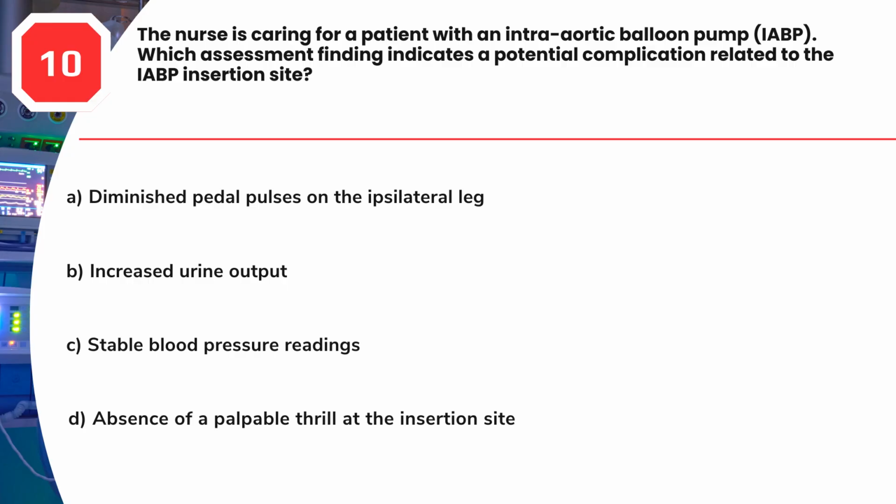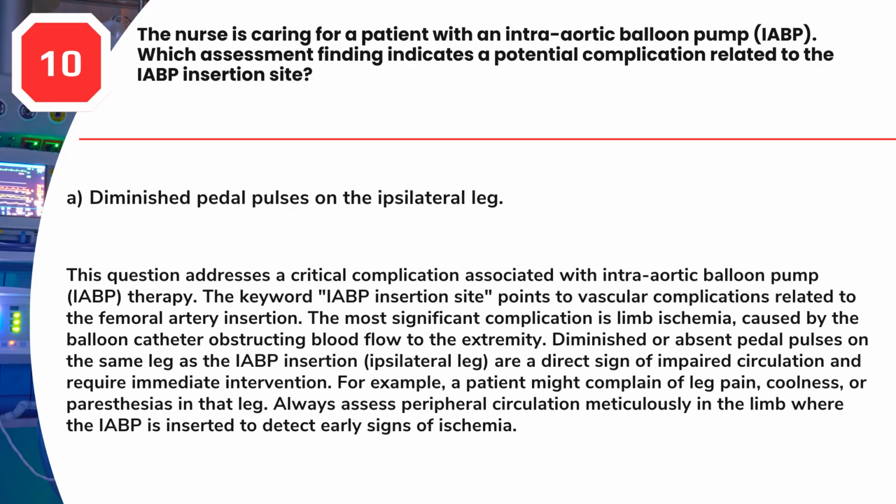Question 10. The nurse is caring for a patient with an intra-aortic balloon pump, IABP. Which assessment finding indicates a potential complication related to the IABP insertion site? A. Diminished pedal pulses on the ipsilateral leg. B. Increased urine output. C. Stable blood pressure readings. D. Absence of a palpable thrill at the insertion site. Answer A. Diminished pedal pulses on the ipsilateral leg.